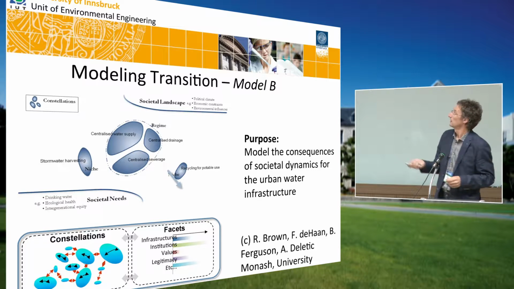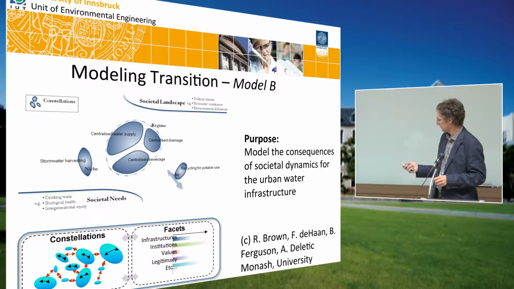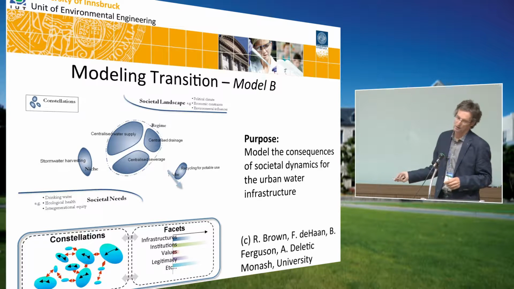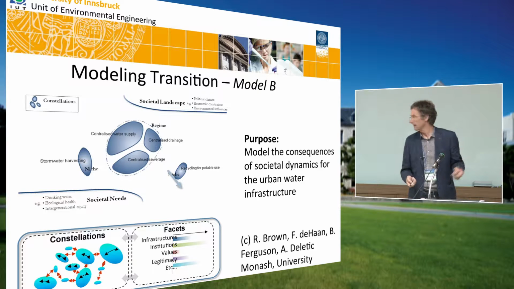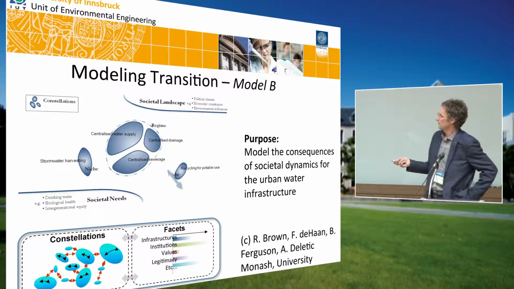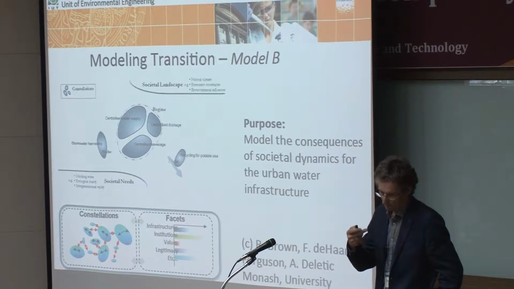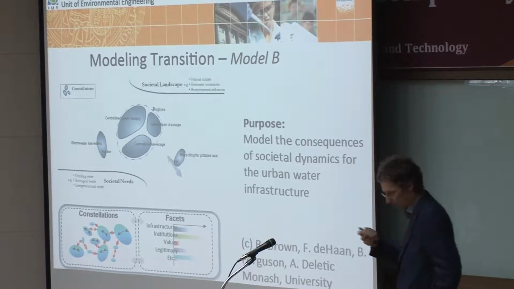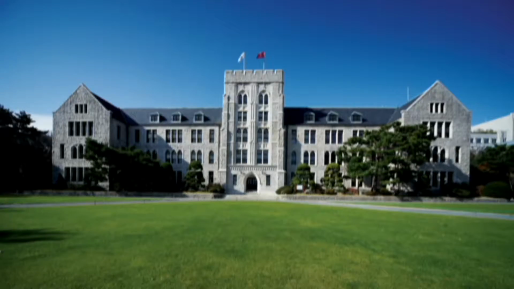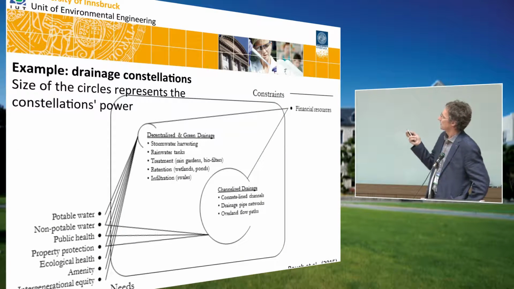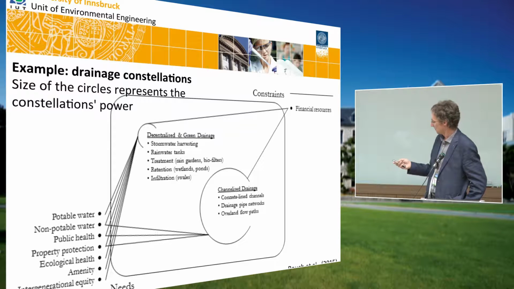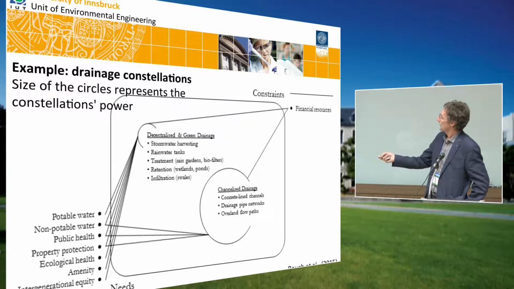There are different schools. This is a theory which comes from Monash University, originally also connected with theories from the Netherlands. And it's a model where the development of different methods and different views on technologies are modeled in terms of agents, but they are called here constellations. What you can see here is that you have constellations.